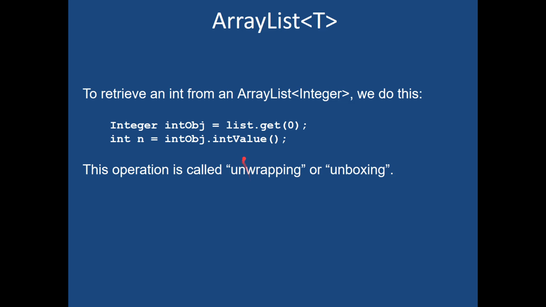To retrieve it, there's a get method, so you say, give me the item at index 0 from the list. What comes back is an integer object. Then we've got to unbox it. We have to say, okay, object, give me the number you contain. Now we got it back. So that's a pain to have to do. But what's the good news?